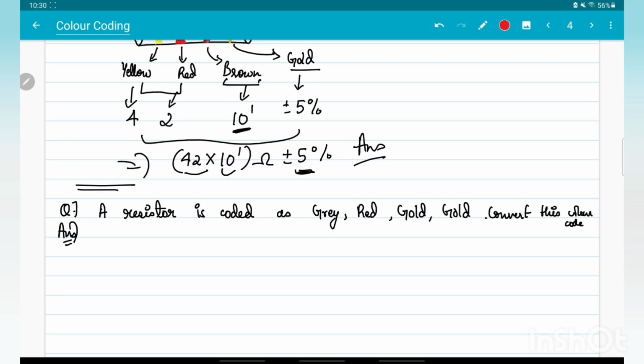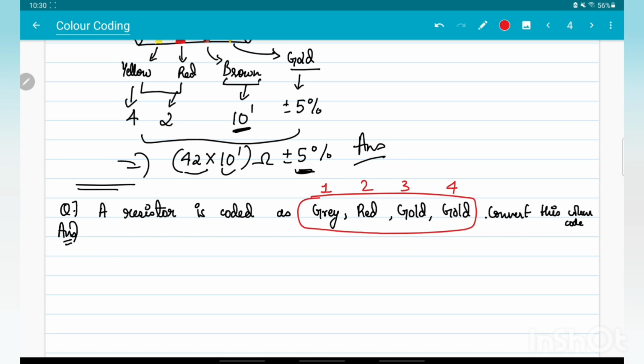Now let us do one more question. So they have given us that a resistor is coded as grey, red, gold and gold, and we have to convert this into color code. So over here they have given us the 4 colors. Now in this grey is the first color band, red is second, then the third and fourth color bands are both gold. Okay, so as we know, the first 2 color bands will give us the value of the number or the magnitude.